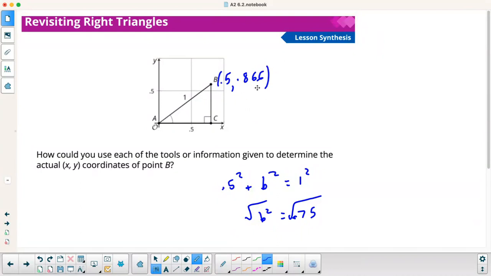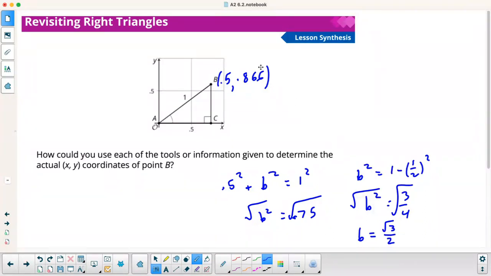Now, here's the thing. I kind of rounded here. If I didn't want to round, I would get b squared equals 1 minus 1/2 squared when I move that over. So it's really going to be 3/4. And if I'd rather have it be exact, square root of 3, I just leave it. Square root of 4, I can get a perfect square. So a better answer would be 0.5 comma radical 3 over 2. That would be better because it's exact.